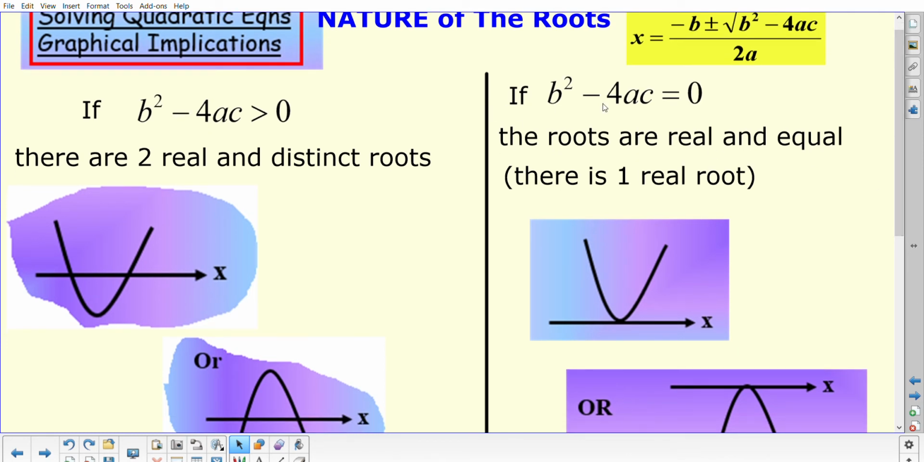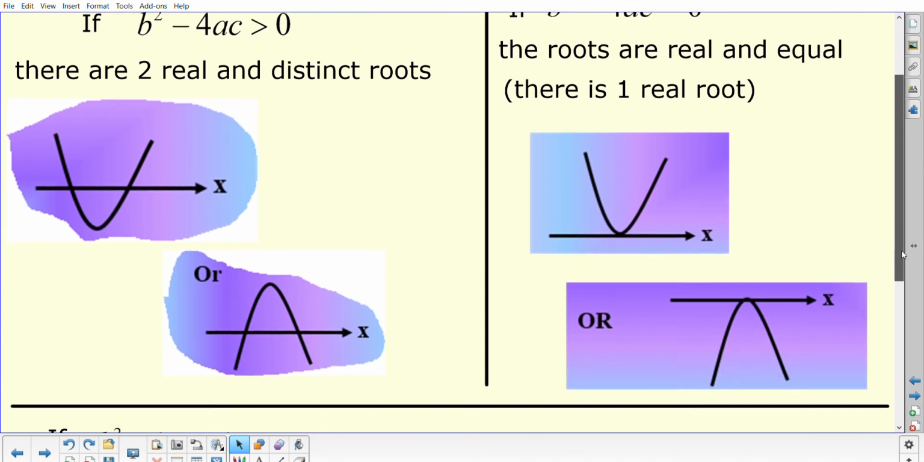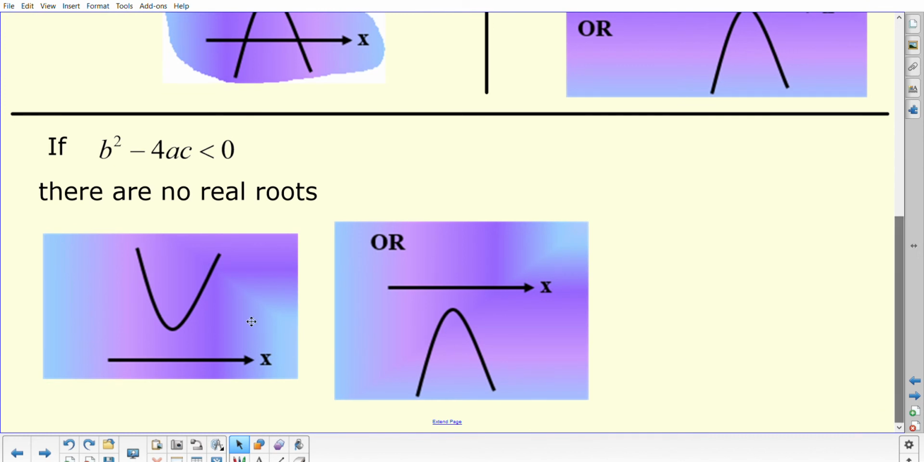If, however, b squared minus 4ac is equal to 0, then you get what's called equal roots. So the roots, and again you use the word real, the roots are real and equal, and in fact in that case you only get one real root. If the discriminant part, the b squared minus 4ac, is less than 0, then you're not going to get any real roots at all, and your graph would look like that.